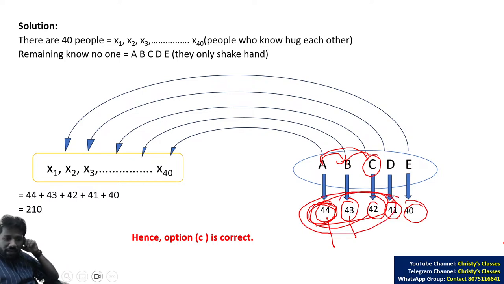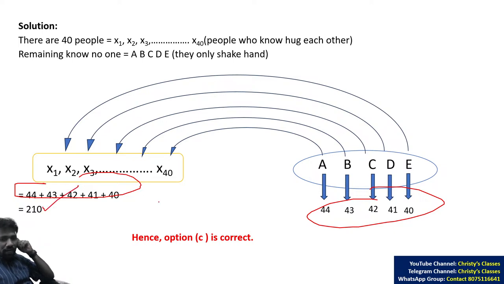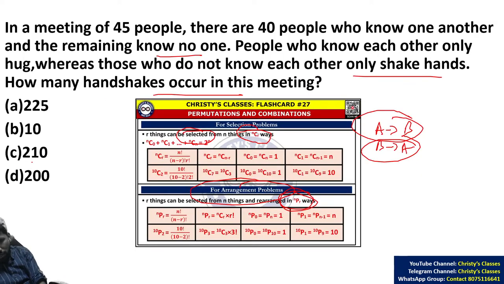The question is only asking the handshake number. So that handshake number is the sum of these 5 values. The sum of these 5 values will be 210. So option C, 210, is the answer. This is one way of doing it. There are other ways also, but this itself is easy. All clear?